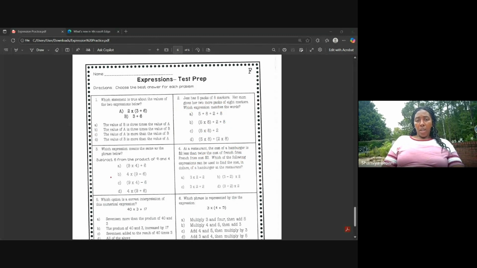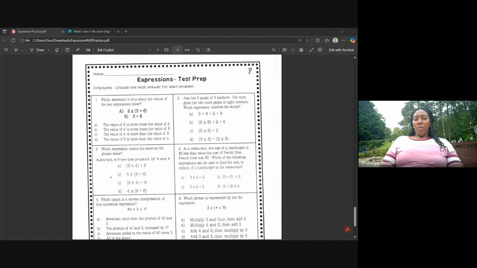All right, let's look at number 2. Number 2 says Jess has 5 packs of markers. Her mom gives her 2 more packs. Sorry, let me read this over. Jess has 5 packs of 8 markers. Her mom gives her 2 more packs of 8 markers. Which expression matches the words?